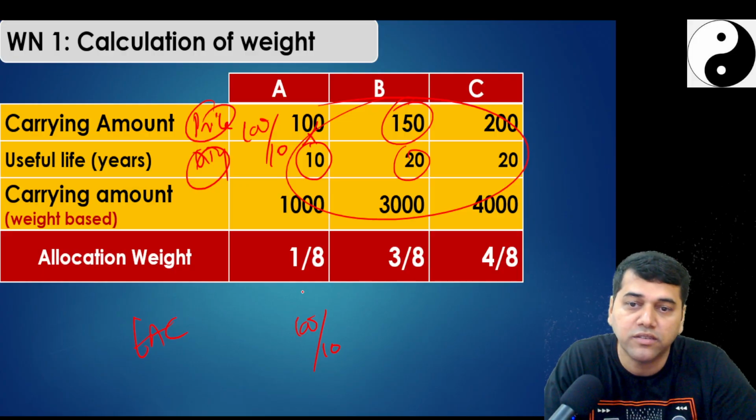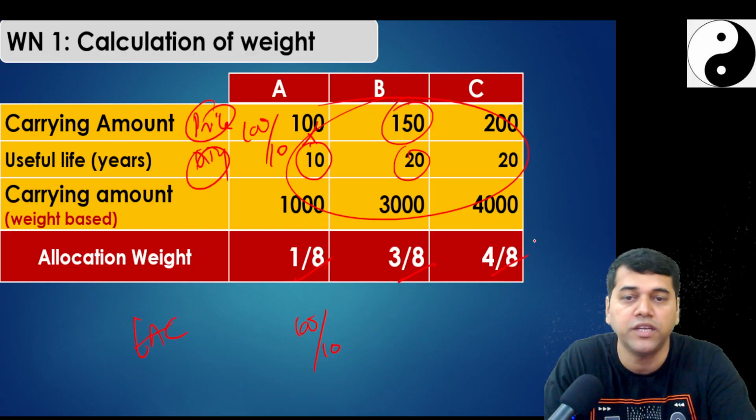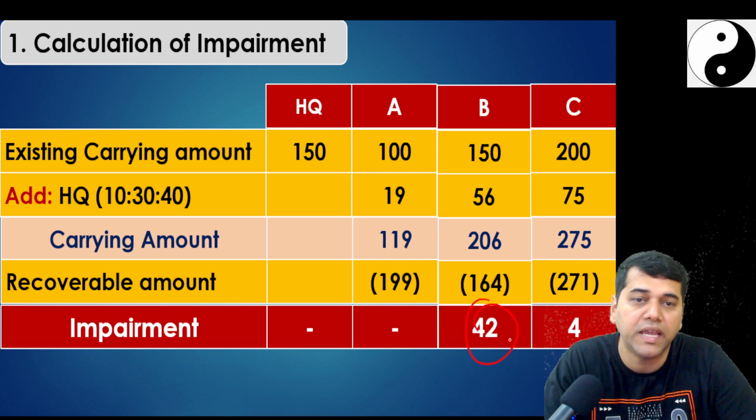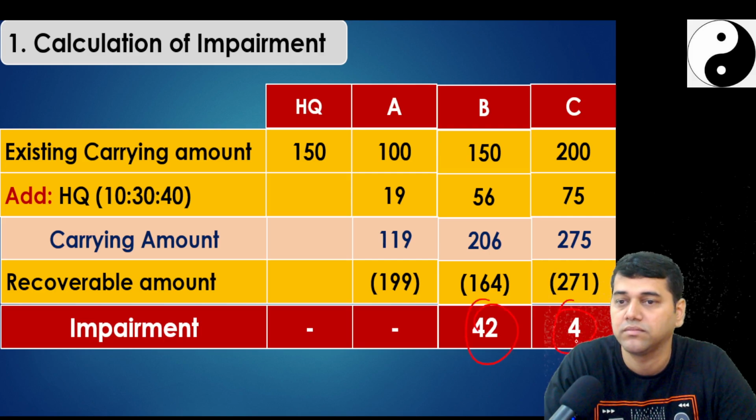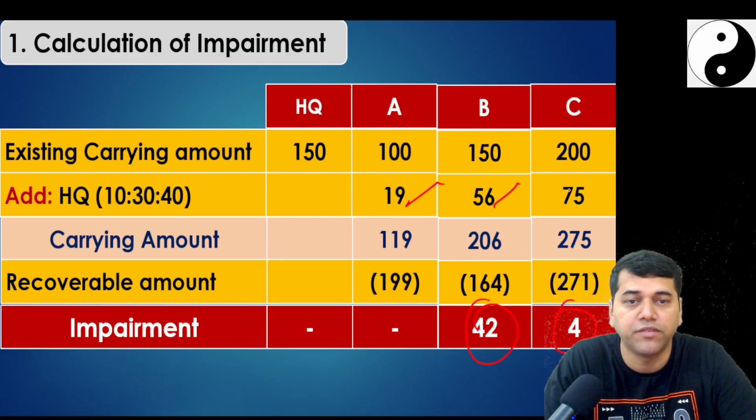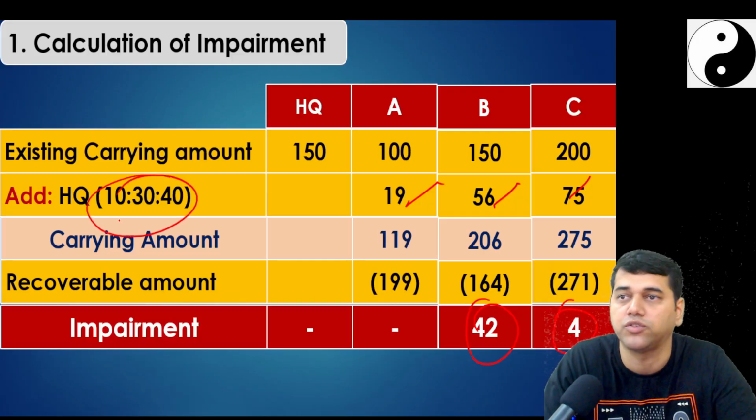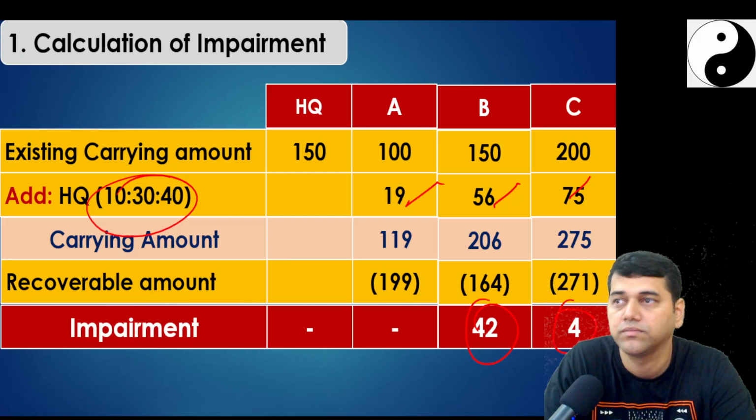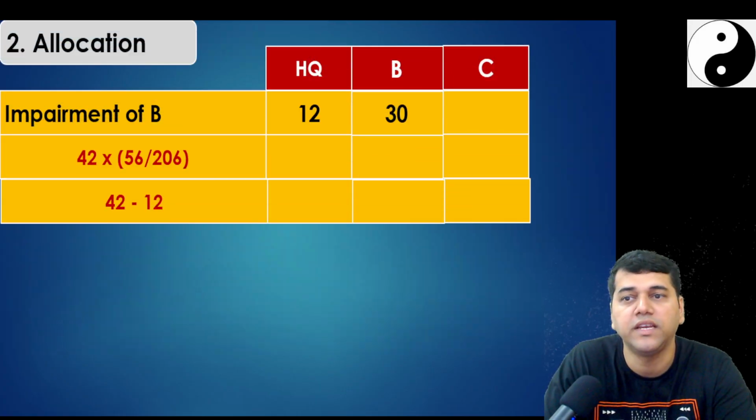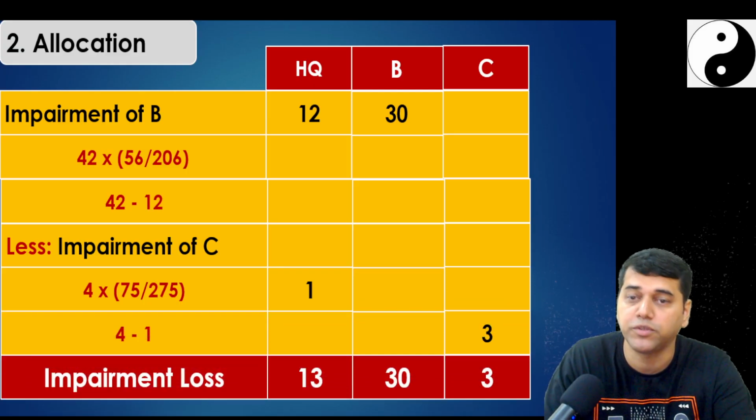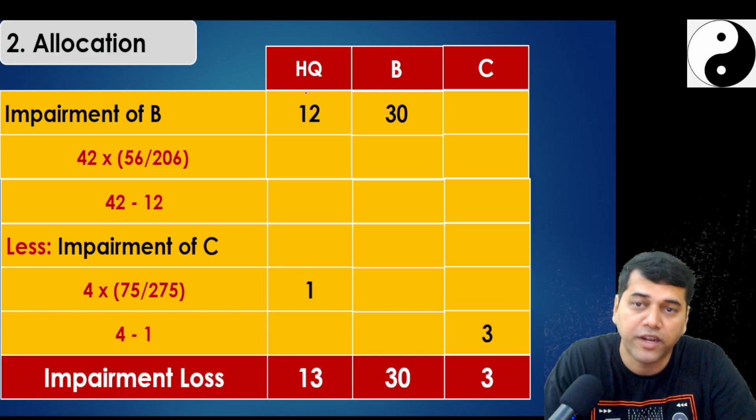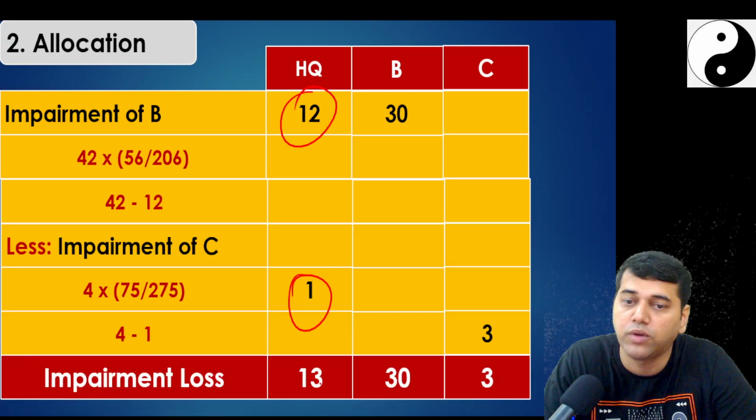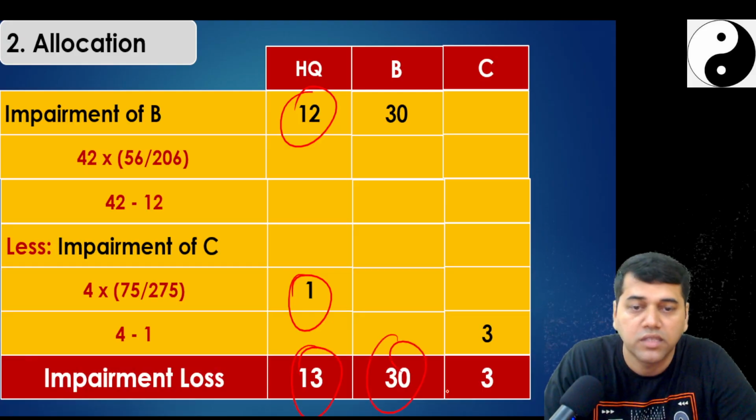So did you get this 183848? So you get the impairment only for B and C. And distribute 1956-75 in this particular ratio. No mistakes up to here. Then finally, the next step is to allocate. For headquarters, 2 allocations are going to happen, 12 and 1, so total 13, 30 and 3.